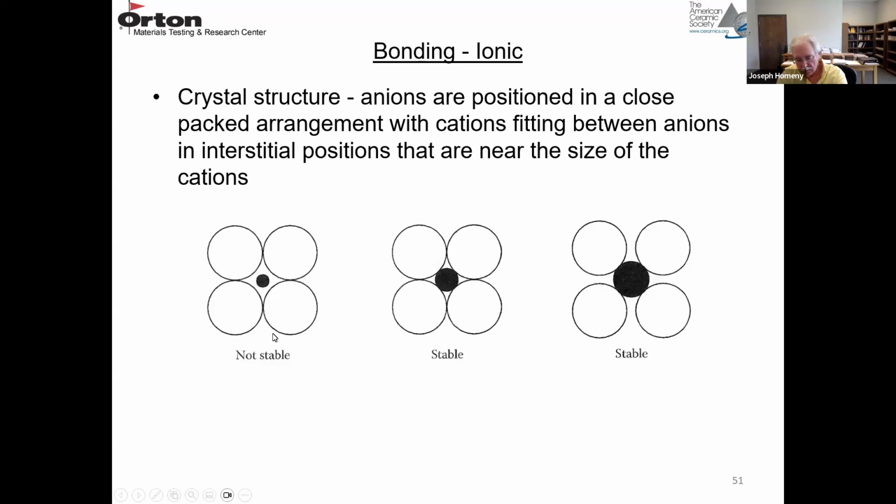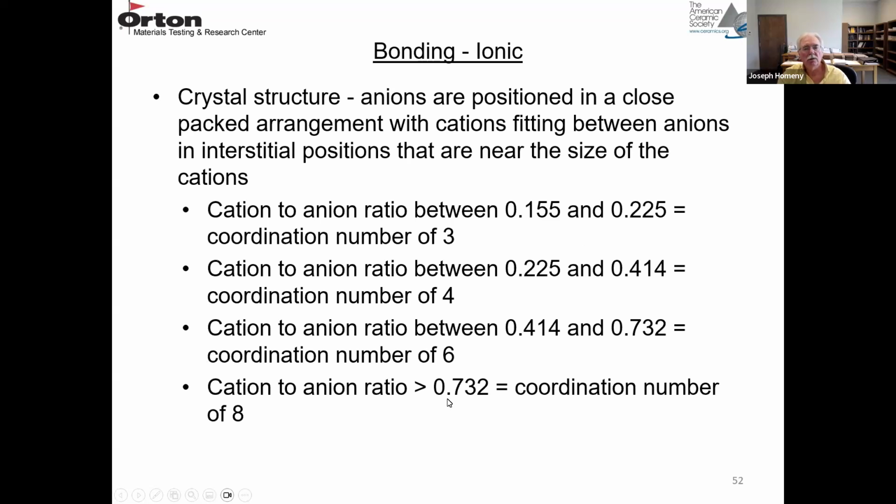So the way these ions are packed is going to determine what kind of crystal structures result. So if the cation to anion ratio is small, 0.155 to about 0.225, the coordination number is going to be 3. So there's going to be 3 anions surrounding one cation. If this ratio is between 0.225 and 0.414, so the cation is a little bigger, it's going to take 4 anions to surround that cation. So the coordination number is now 4.